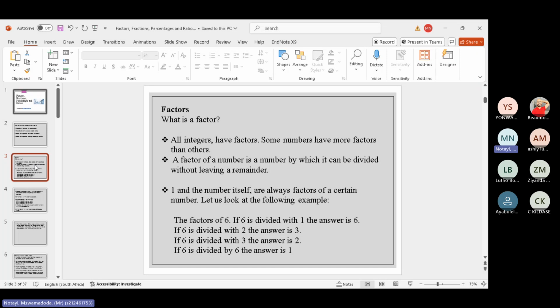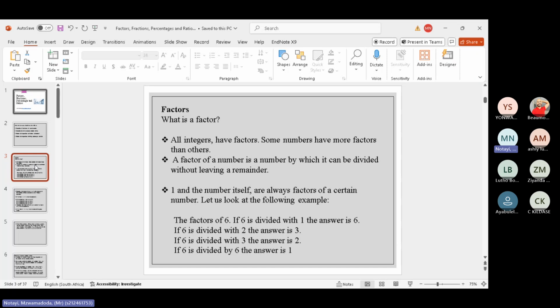So what is a factor? All integers have factors. Some numbers have more than one factor. A factor of a number is a number by which it can be divided without leaving a remainder. One and the number itself are always factors of a certain number. So we're looking at the examples.